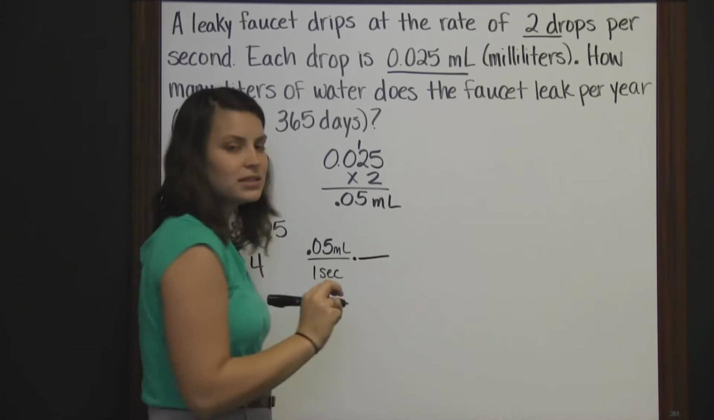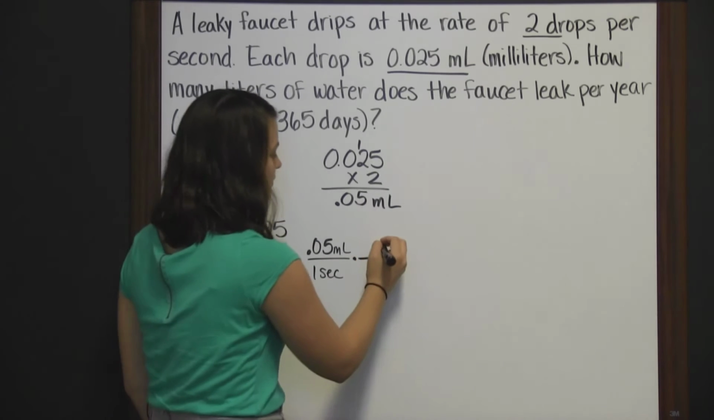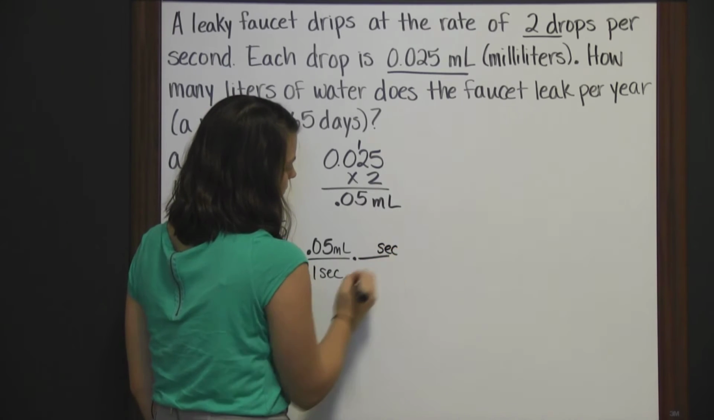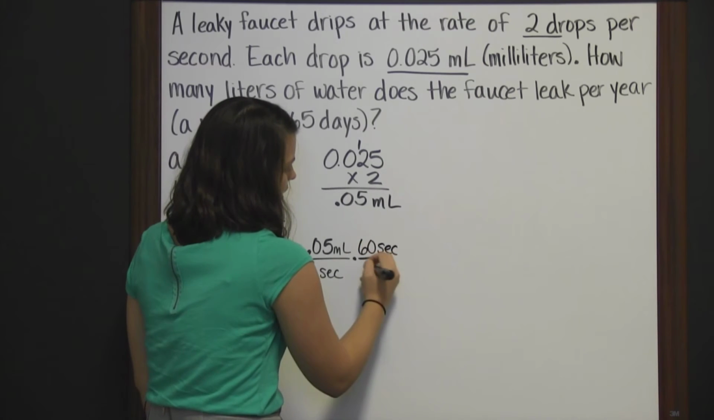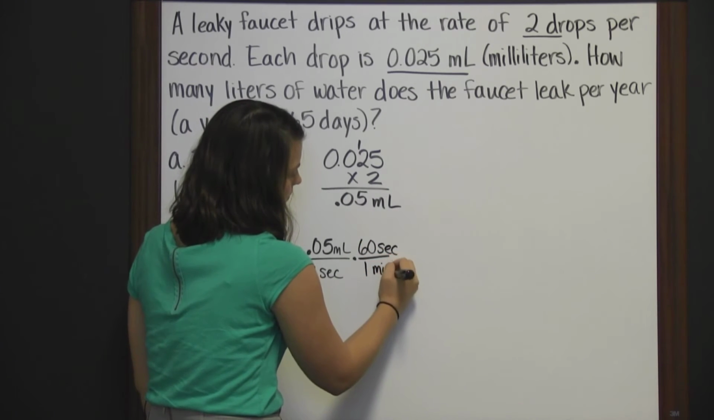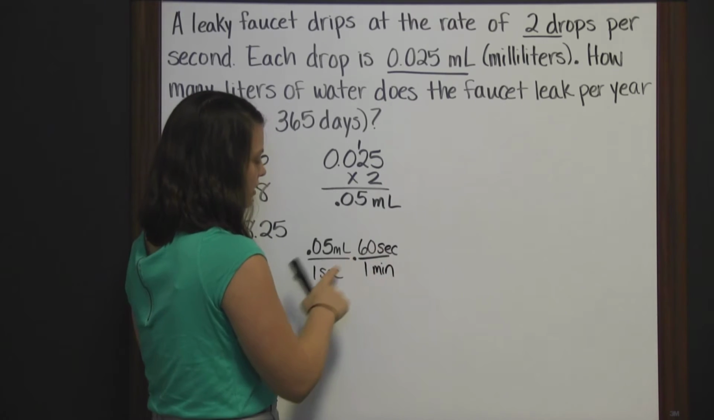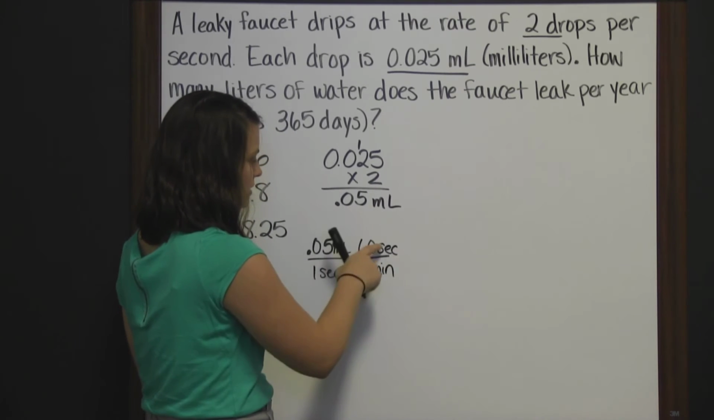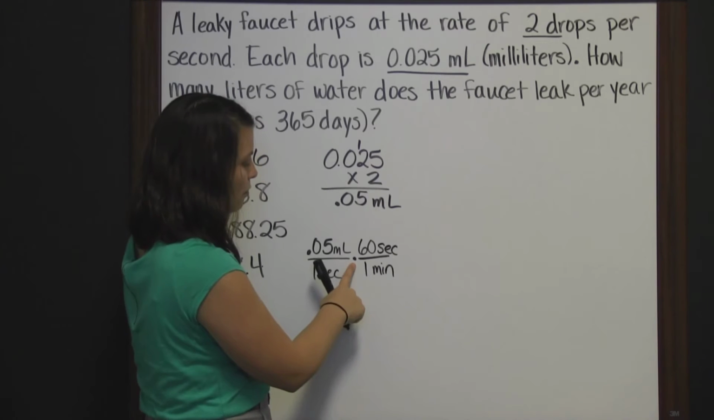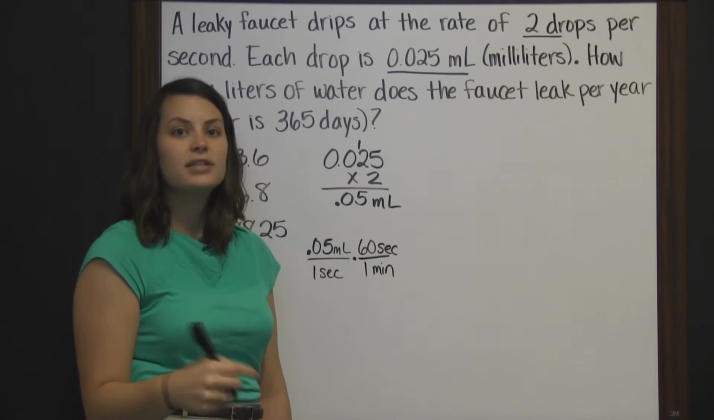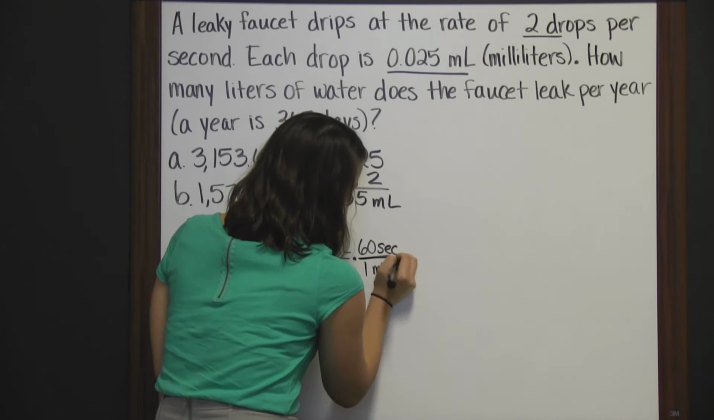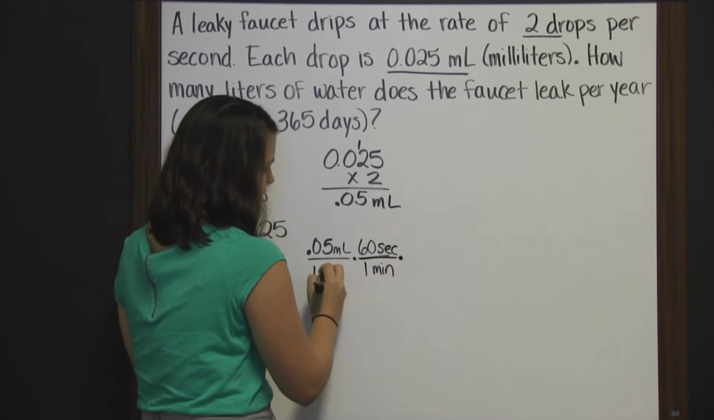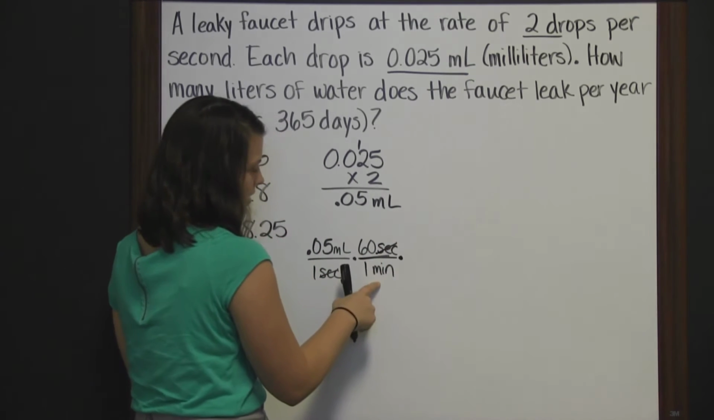So if I have seconds in my denominator, then I need to have seconds in my numerator. And I know that 60 seconds is 1 minute. Now the reason I put seconds in these diagonal positions is that we're multiplying fractions, and so those units will cross cancel. So I'm going to continue on converting. So I've converted now from seconds to minutes.